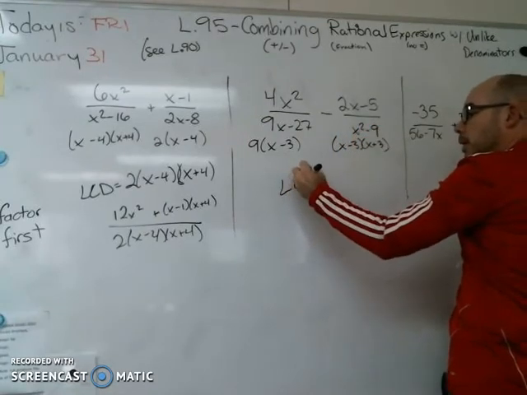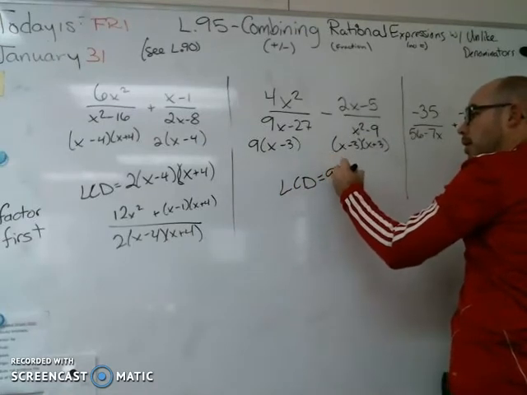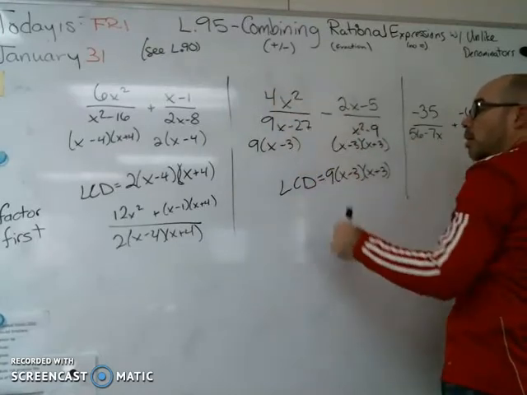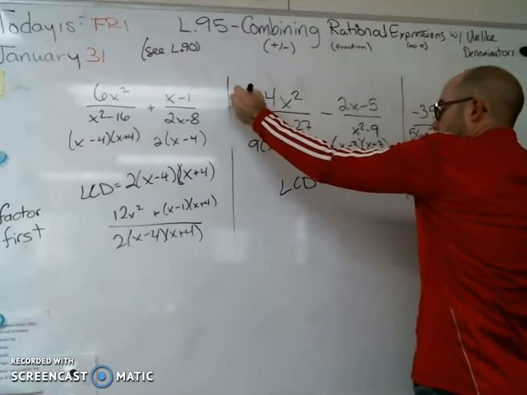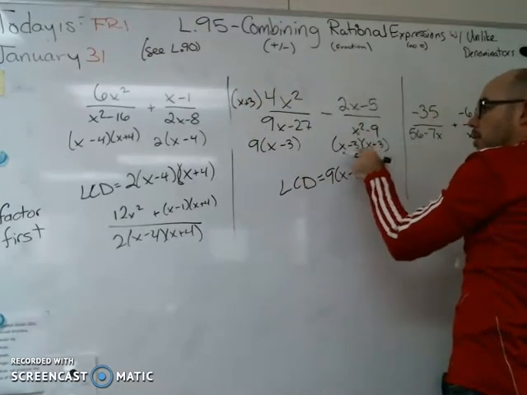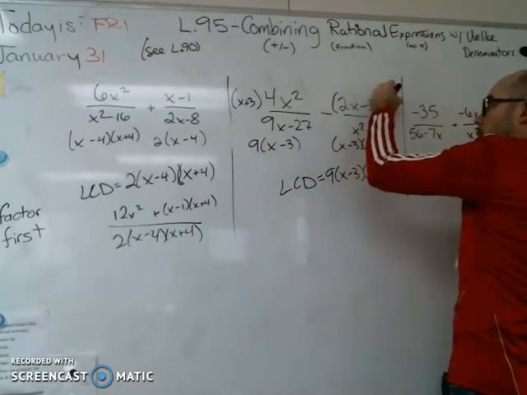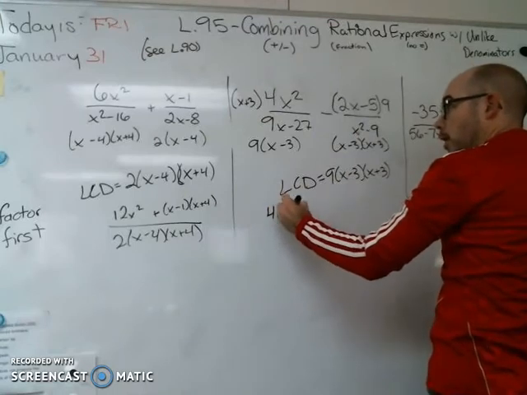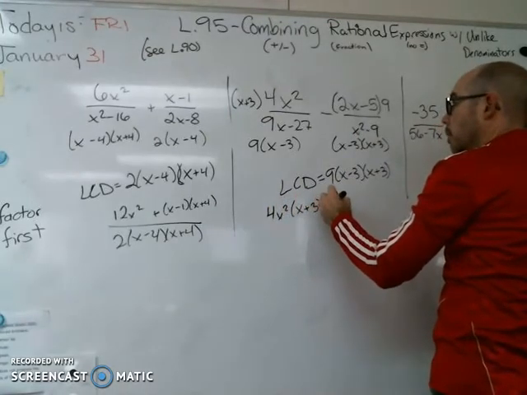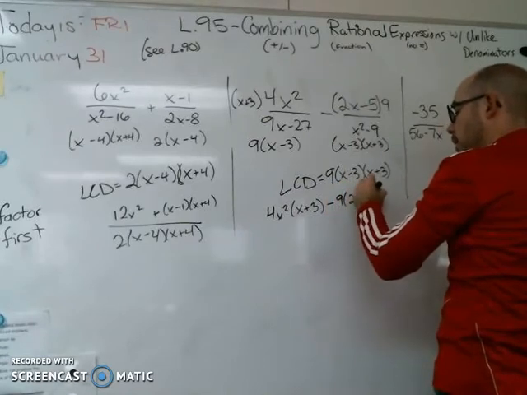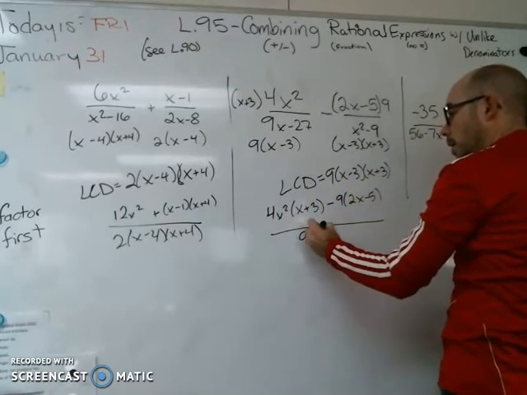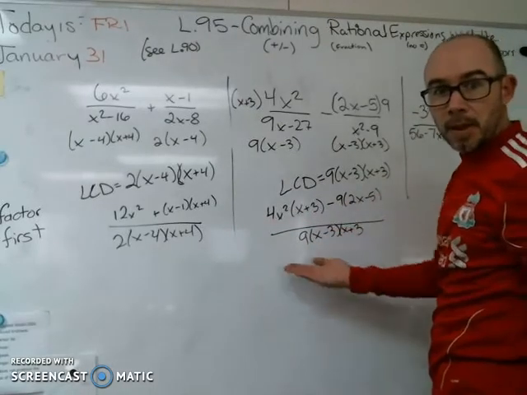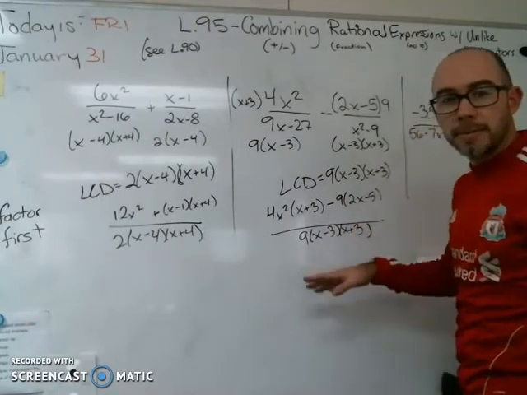We want to collect the least common denominator. We need a 9. We need an x minus 3. We need an x plus 3. First term here needs to be multiplied by x plus 3. Second term here needs to be multiplied by a 9. The rest of it cleans itself up. So I've got 4x squared, x plus 3, minus 9 times 2x minus 5, over 9 times x minus 3, x plus 3. The top part is cleaning it up. Leave the bottom part, and you're done.